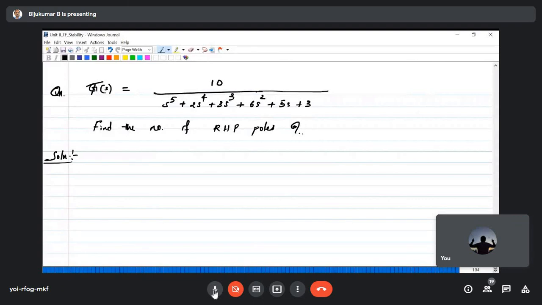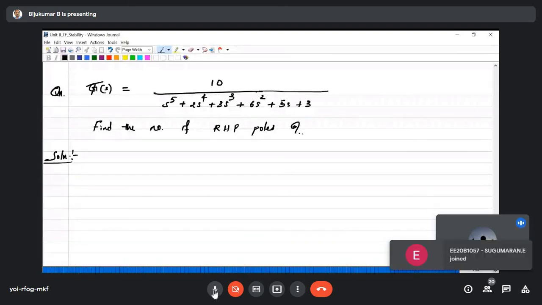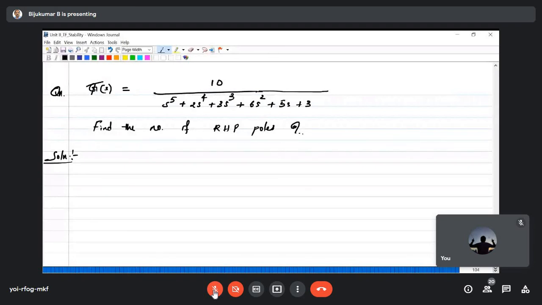Is there any special case, like all the row becomes 0, or all elements in a row, or the first element alone? Yeah, fine. So since you are telling the answer is 2, there are 2 sign changes, right? Is it like that? Okay.